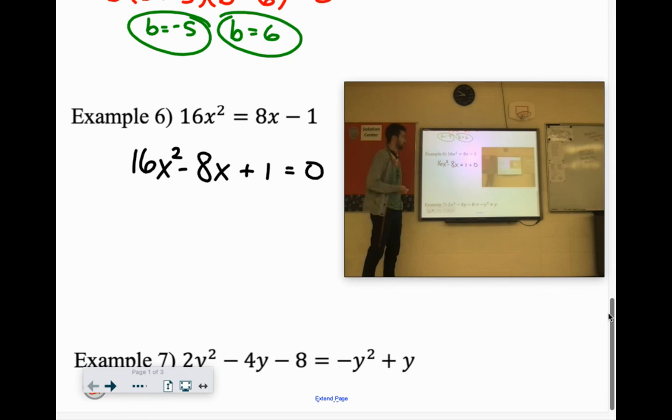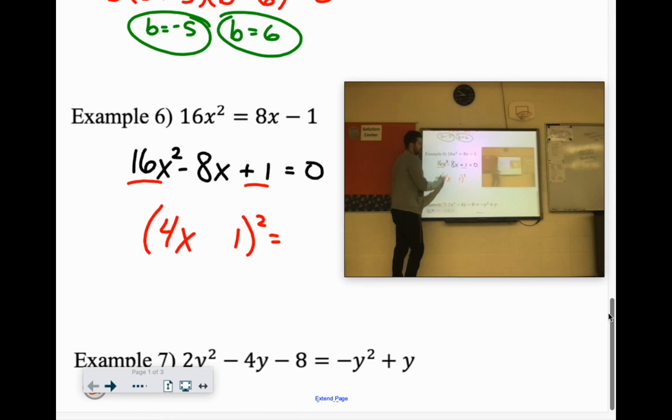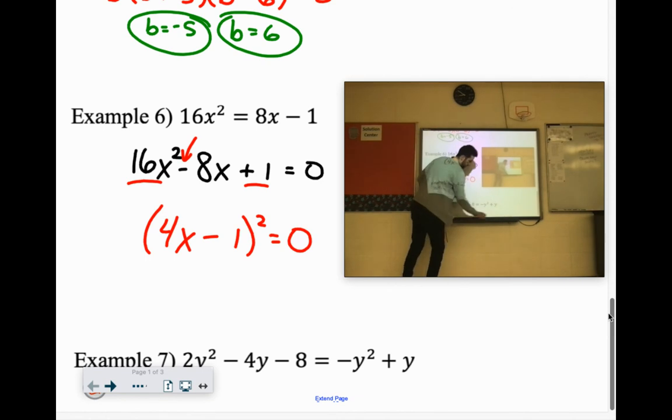I think we're good. Can I square root the first term? Yes. Can I square root the last term? Yes. So maybe it's a perfect square trinomial. Square root of 16x squared is 4x. Square root of 1 is 1. We'd have to put a minus in the middle because you have a minus with the 8x there. Double check. 4x times negative 1 times 2 gives you that negative 8x. So we're good. We factored it properly.